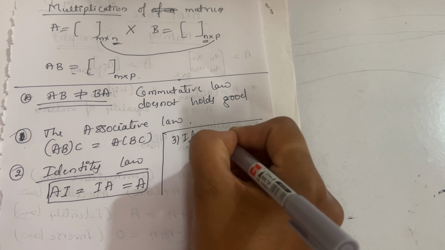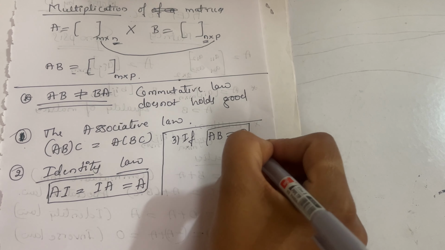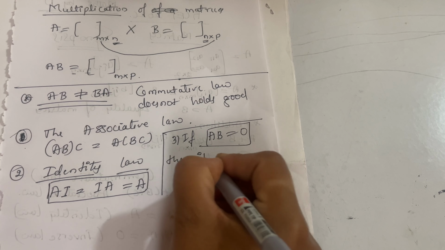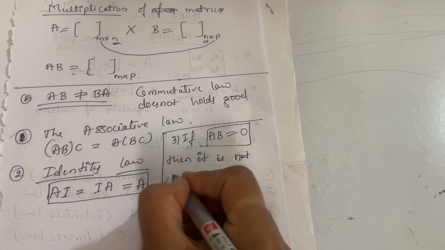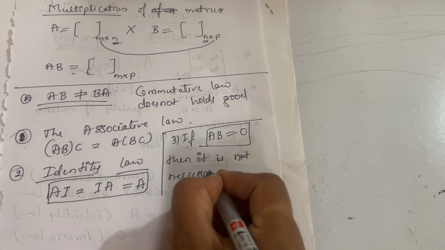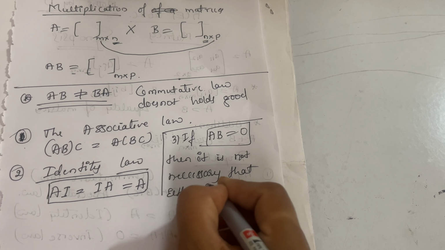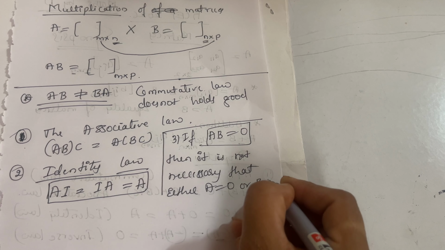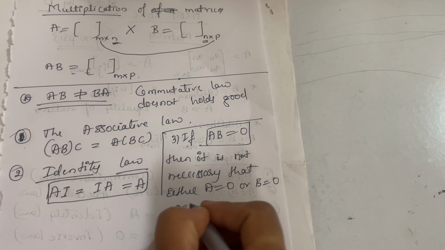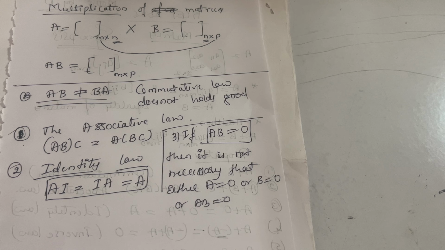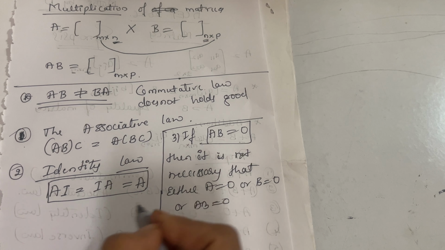Suppose, student, if AB is equal to 0, that is, the multiplication is equal to 0, then it is not necessary that either A is equal to 0 or B is equal to 0 or both are equal to 0. So if AB equals 0, it is not necessary that A should be 0 or B should be 0 or both are 0. Okay, this is an important property.